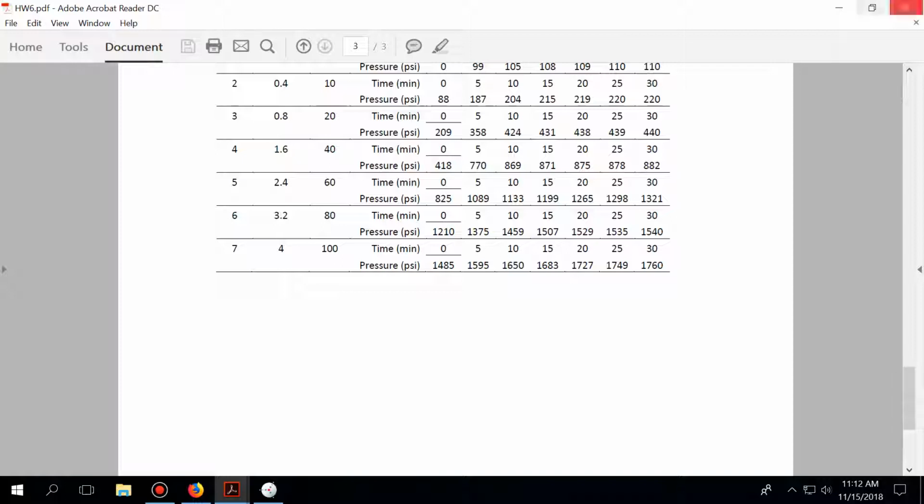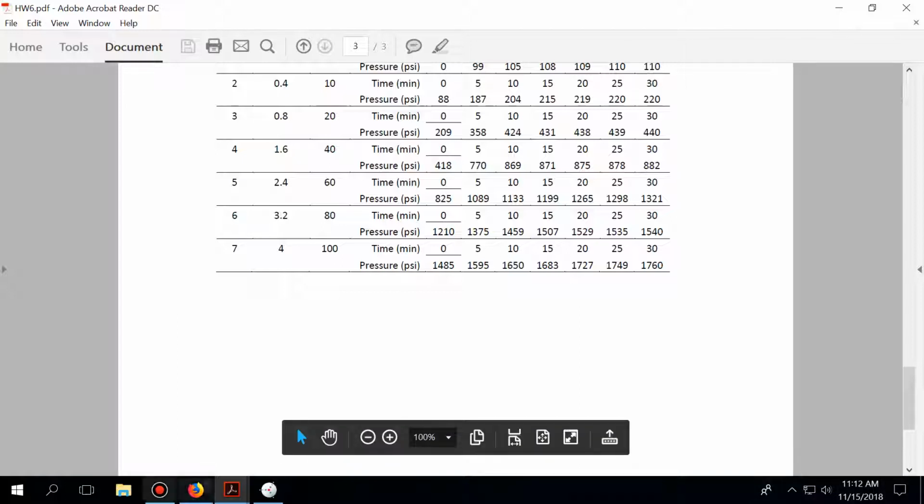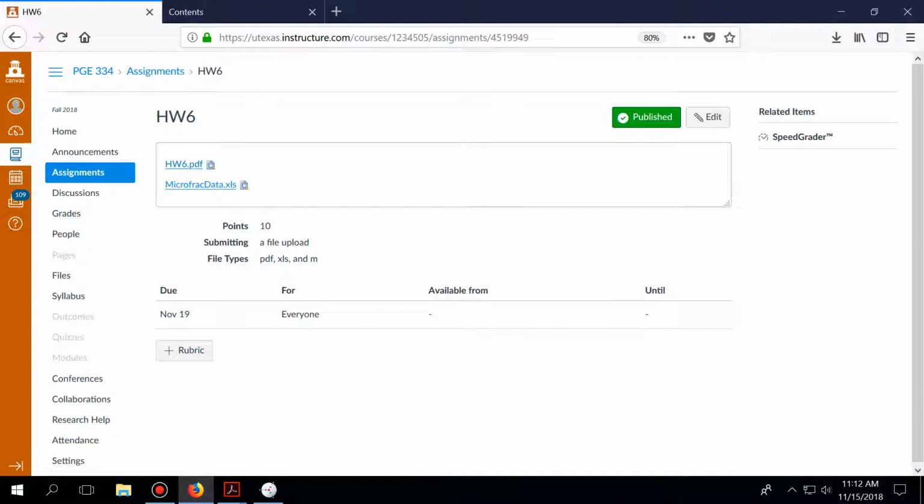All right? Okay, so any questions about the homework? Remember, it's due on, I forgot already, the 19th, okay? So next Monday. It's short. It does not involve a lot of equations, more like plotting, picking some points, and that's it.